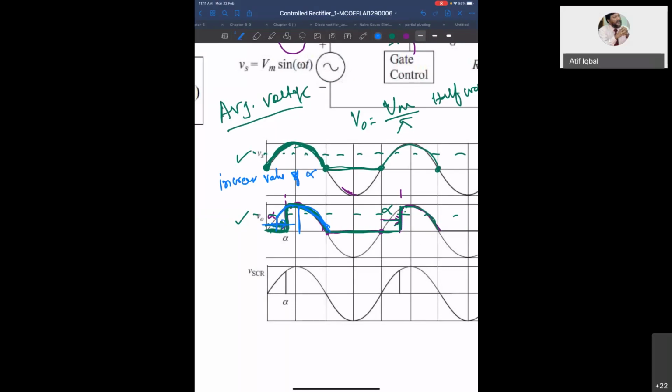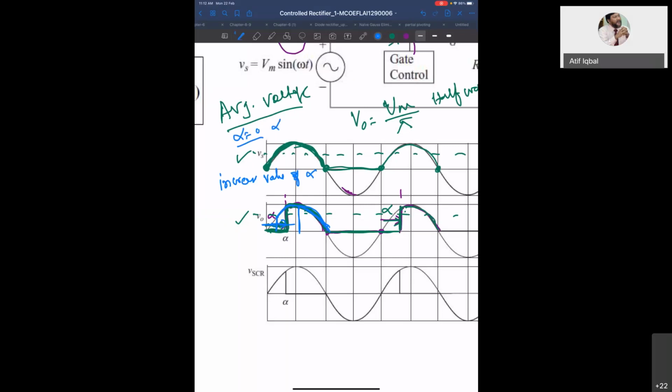If you want to generate low voltage, you just increase alpha. If you want to generate high voltage, decrease alpha. What is the minimum value of alpha? Alpha could be minimum 0. When you put alpha equal to 0, it just behaves like a diode rectifier.